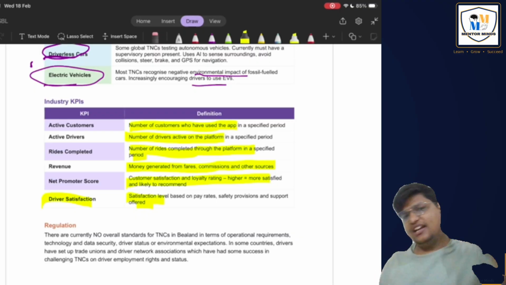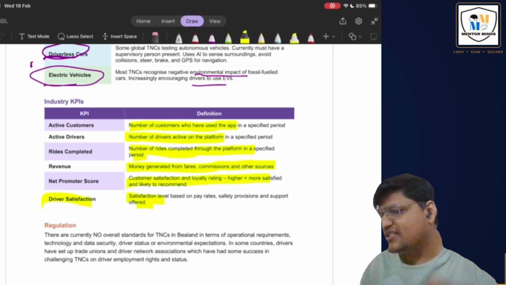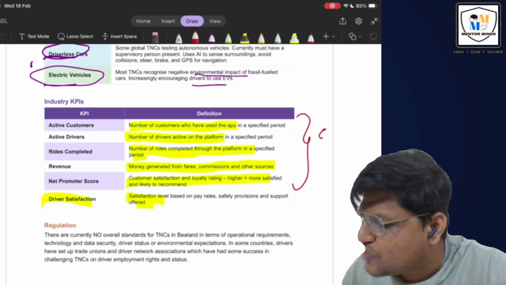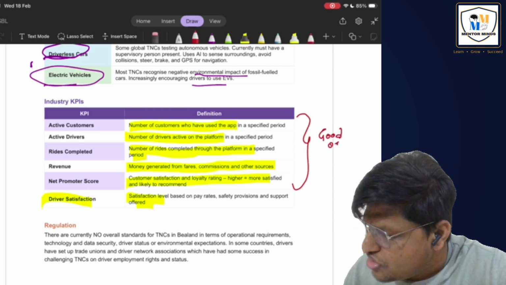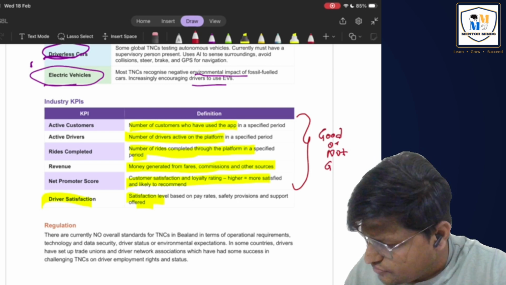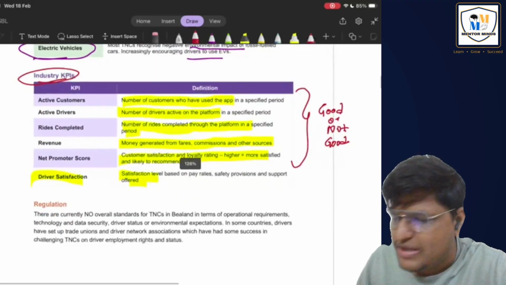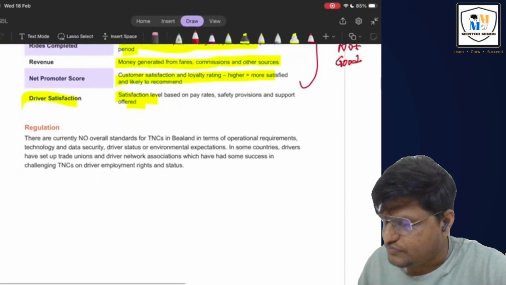So now these are the industry KPIs. On these measures, they will generally measure whether our company is good or not good, right? So we need to see that these are the basis of comparison.